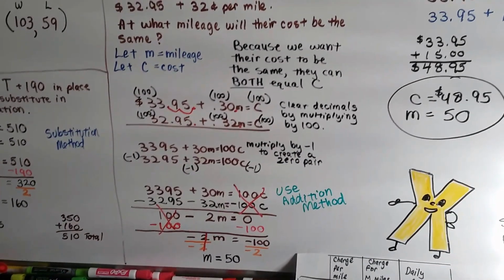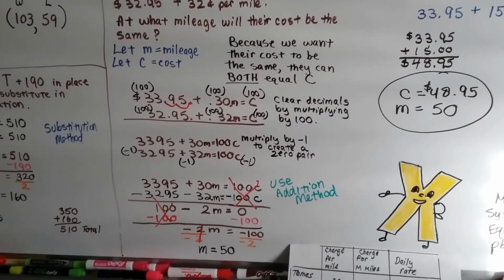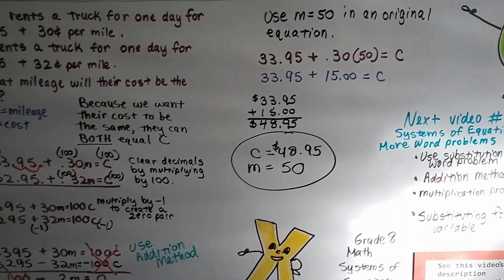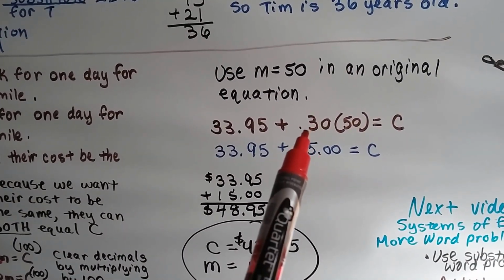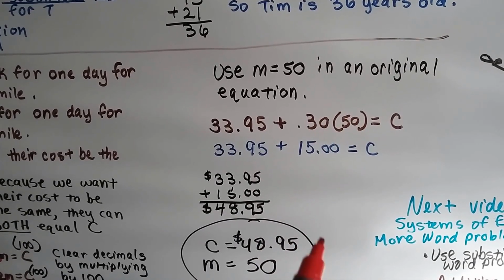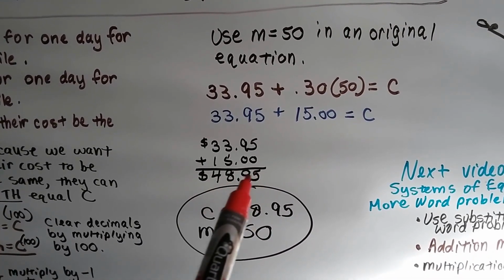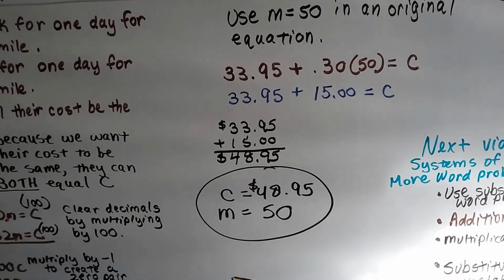See? That's our answer. At what mileage will their cost be the same? At the 50th mile. See? Now we can solve for C by plugging M as 50, couldn't we? We can plug it into the original equation. All we have to do is multiply this 30 cents by 50 and get $15, and the cost will end up being $48.95. See? See how we did that?